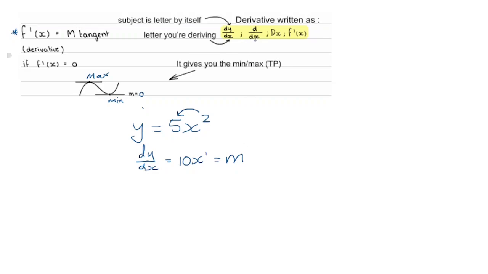Whereas if you said d dx, that would be if you were just literally given an expression like this and they said find the derivative. There's no y that you can work with, so you can't say dy, so you just say d dx, and then you do the same, times the power by the front and drop the power by 1.